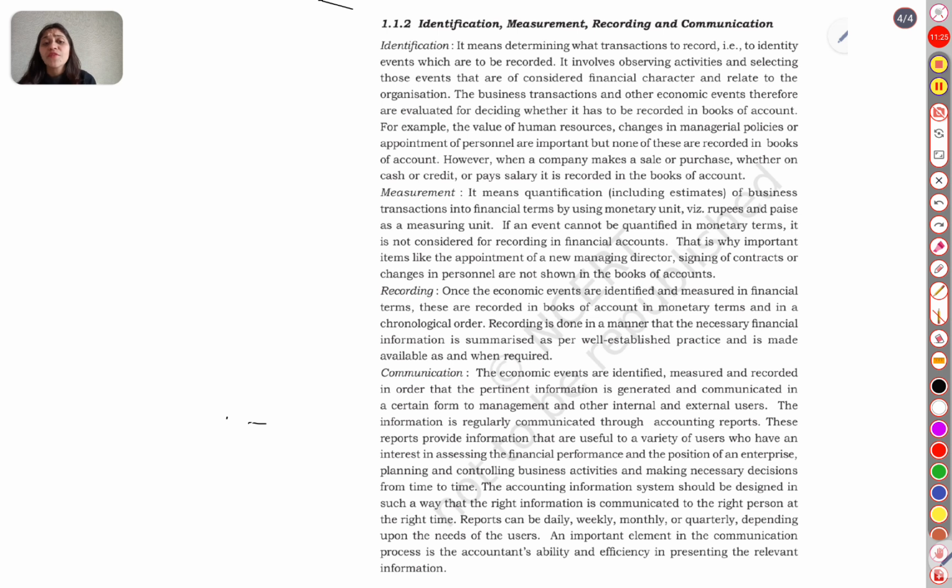The accounting information system should be designed in a right way, or we can say in a right time. Reports can be used डेली. अब ये जो कम्युनिकेशन है तुमको जो ओनर को देना है, तो अब ये तुम कैसे कैसे दोगे, तो यू कैन कम्युनिकेट इट ऑन डेली बेसिस, weekly basis, monthly or quarterly, depending upon the needs of the user, how your user wants it. An important element in the communication process is the accountant's ability and efficiency in presenting the relevant information.